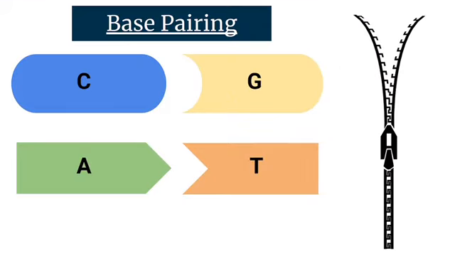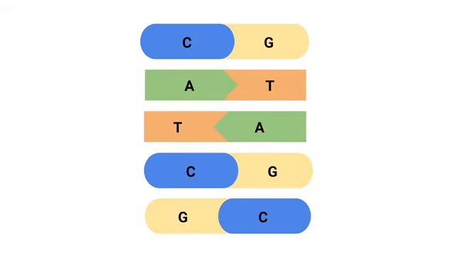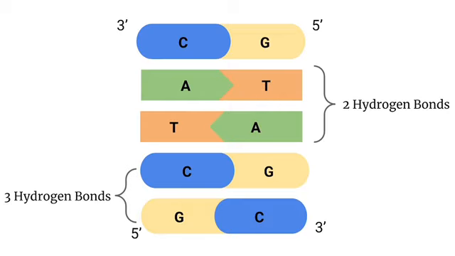Base pairing occurs between complementary bases. A pairs with T and C pairs with G. They connect in a similar fashion to how a zipper works. These bases are repeated in different orders and patterns through base stacking.